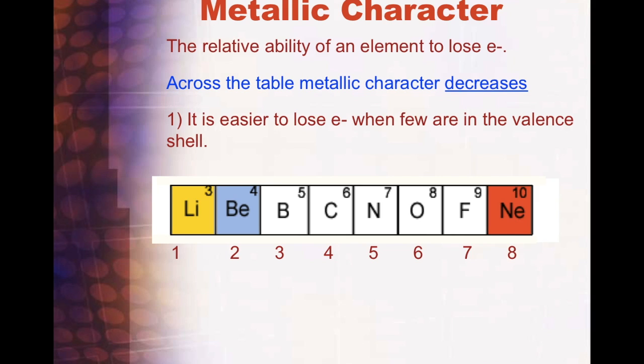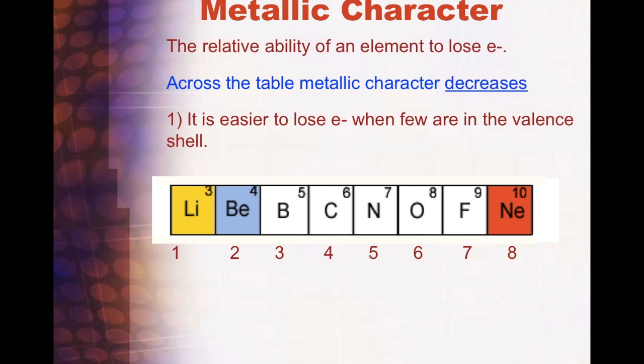So, for example, lithium only needs to lose one. It's got one electron in its valence shell, and it only needs to lose this one to have a noble gas configuration. Beryllium needs to lose 2 electrons, which is still fairly easy to do. It's harder to lose electrons for boron, which needs to lose 3.